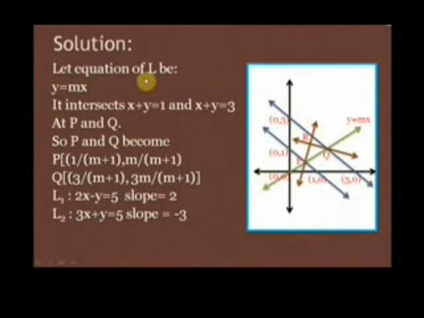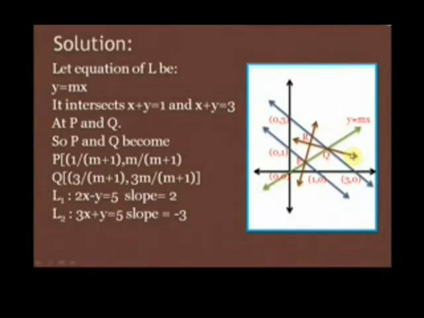Now let us say the equation of L be y equal to mx. Now this is the line that passes through origin, so we can write it as y equal to mx. Now it is given that y equal to mx intersects the line x plus y equal to 1 and x plus y equal to 3 at the points P and Q. So the coordinates of P would be 1 by m plus 1 comma m divided by m plus 1, and the coordinates of Q would be 3 divided by m plus 1 comma 3m divided by m plus 1. Now these are the coordinates of P and Q.